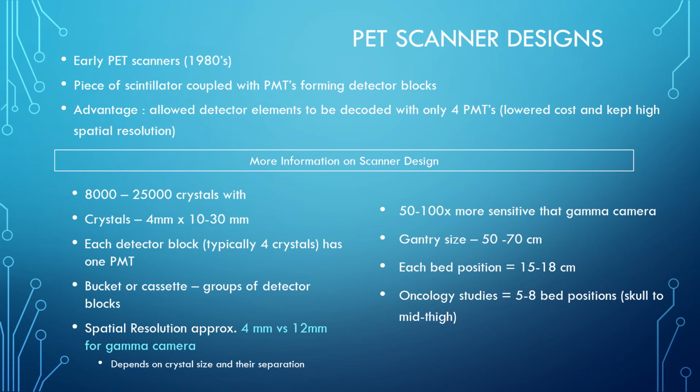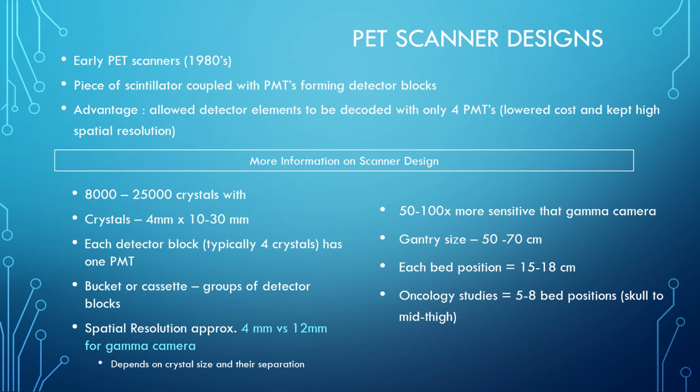So early PET scanners were developed in the 1980s. A piece of scintillator was coupled to PM tubes forming detector blocks. The advantage of these systems was that they allowed the detector elements to be decoded with only 4 PM tubes. This was lower cost and had a fairly decent spatial resolution.